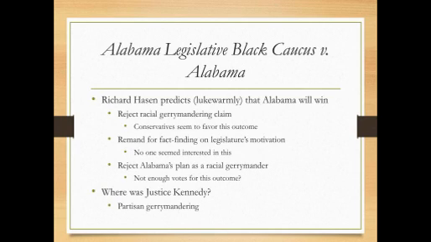The case could be remanded to do some fact-finding for what the legislature's motivation was. The United States has suggested this as an outcome in the case. None of the justices seemed all that enthused about it, according to Richard Heston. And then the court could, of course, reject Alabama's plan as racial gerrymandering, which it didn't appear, at least according to this commentary, that the court had the votes to do.